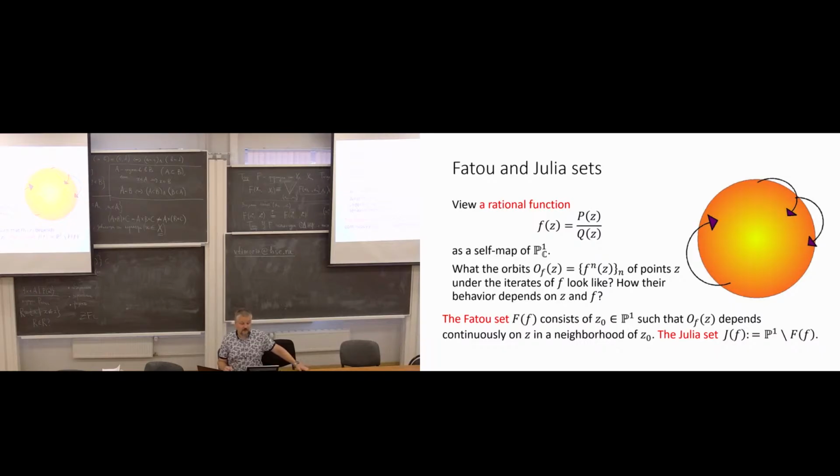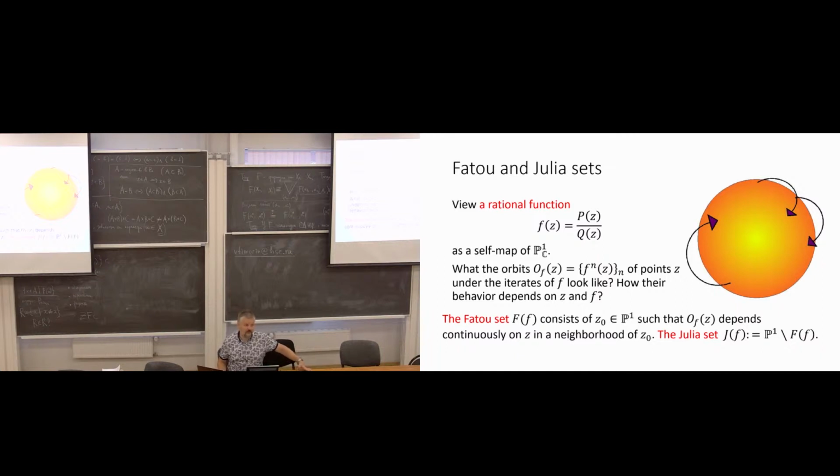So it's just a set of points whose orbits are stable. That is, if you change the point slightly, then the orbit also varies slightly. It doesn't bifurcate too much. So this is the Fatou set. And the Julia set is the complement of the Fatou set. These are the most important sets. Both sets are invariant in the sense that if you take a point in the Fatou set and apply the map, then you get another point in the Fatou set, and the same for a point in the Julia set. Now, the Fatou set is well understood.